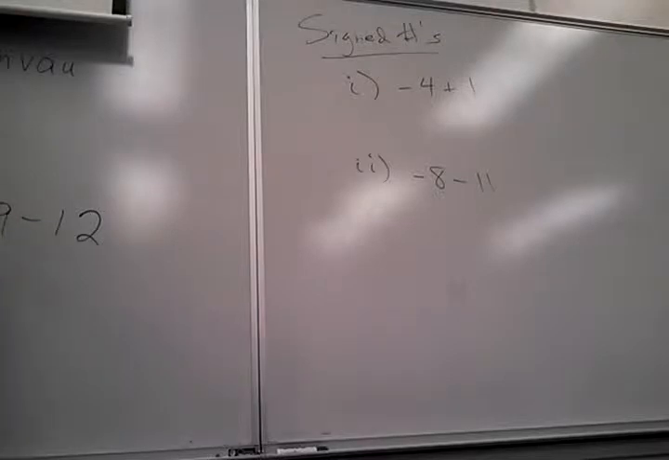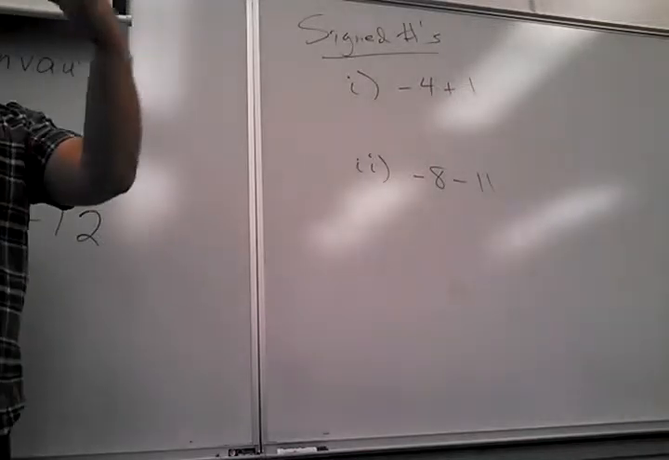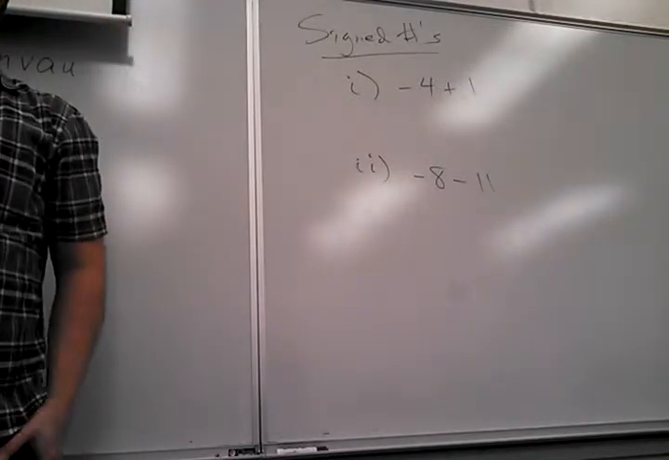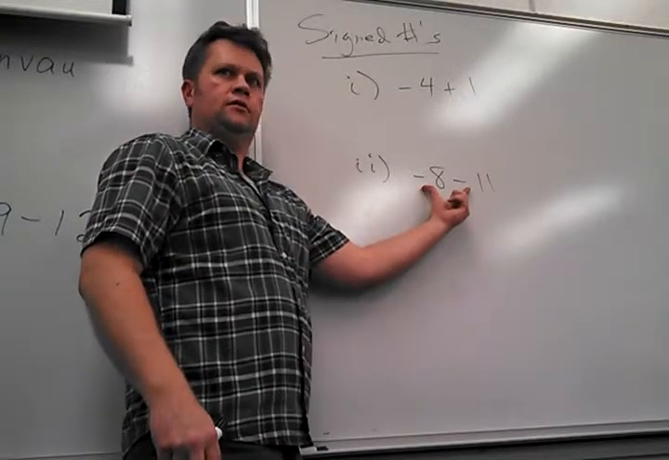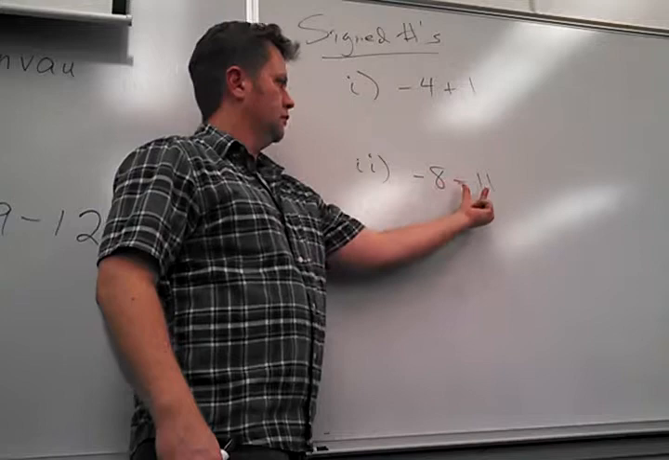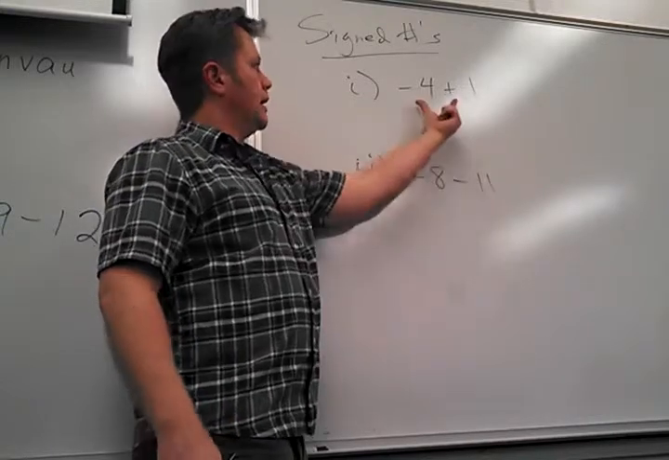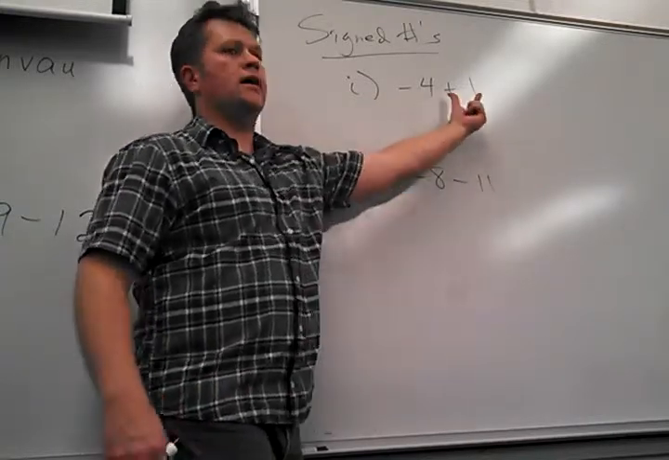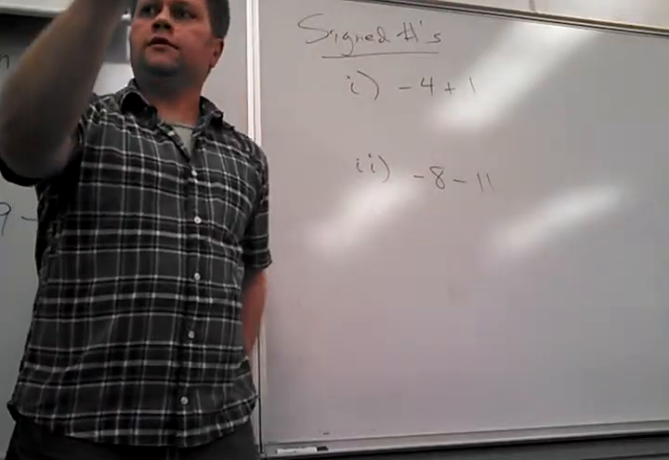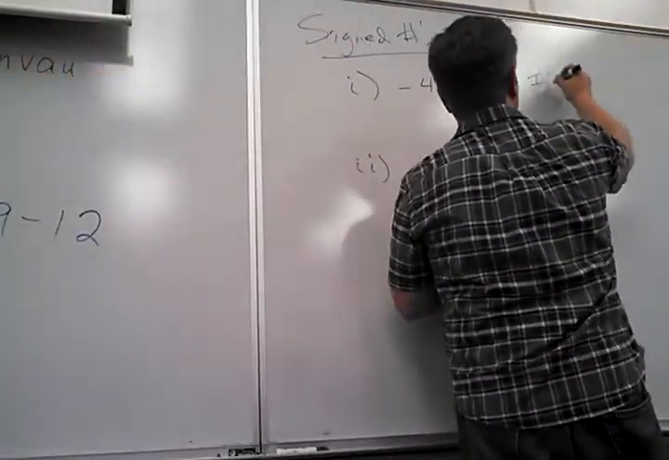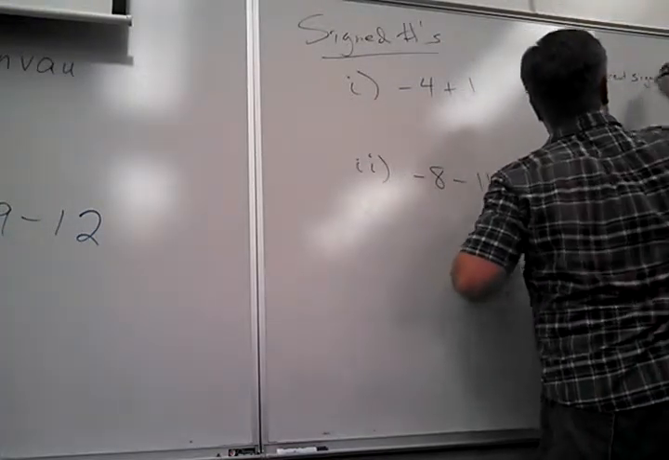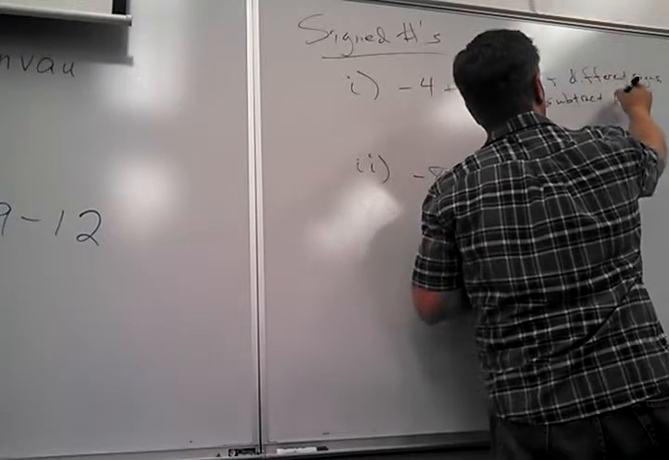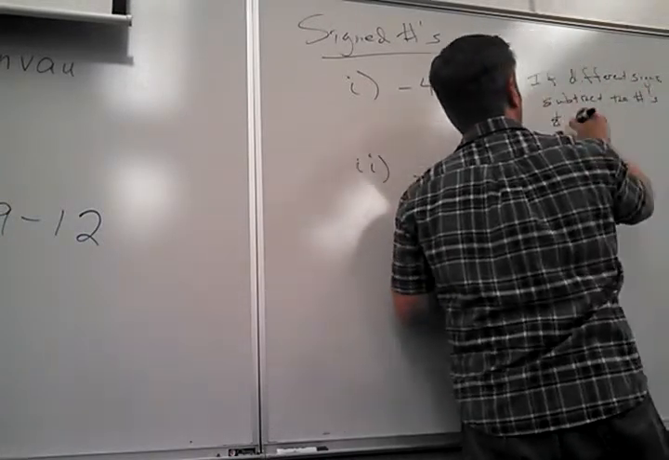There's really only two things you have to remember. There's only two situations you could possibly have when you're combining signed numbers, positive and negative numbers. They could either have the same sign. Do you see it? They're both negative, negative 8, negative 11. Or they can have different signs, negative 4, positive 1. And the rule is, if they have different signs, subtract the numbers and put the sign of the bigger one on.